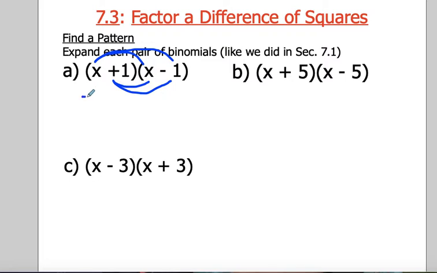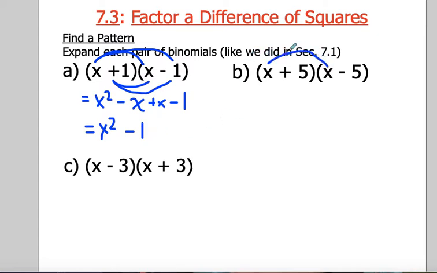So x times x is equal to x squared. X times negative 1 is negative x. Positive 1 times x is plus x. And positive 1 times negative 1 is negative 1. When we collect like terms, we have only one x squared. This negative x and this positive x cancel out to 0, and we are left with negative 1.